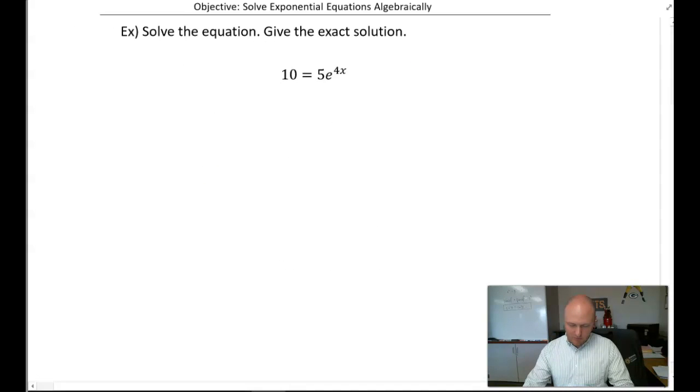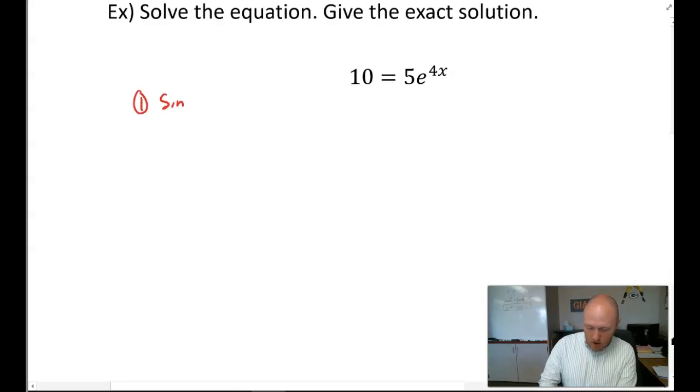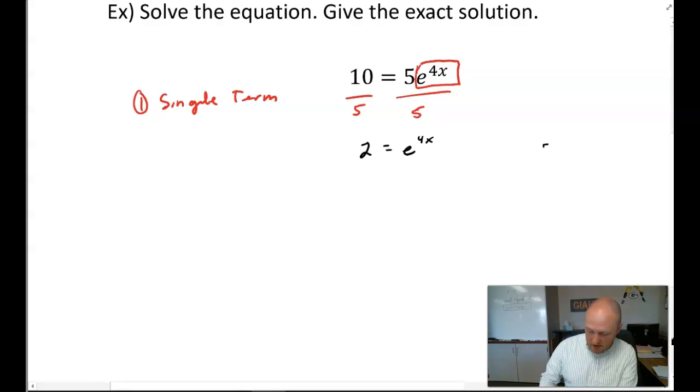Here's example number 2. We have 10 is equal to 5 times e to the power of 4x. I am going to first make these with a single term on each side. I'll get rid of the coefficient of 5. I just want my power expression here, e to the power of 4x. So I'm going to divide by 5 on both sides. We get 2 is equal to e to the power of 4x.